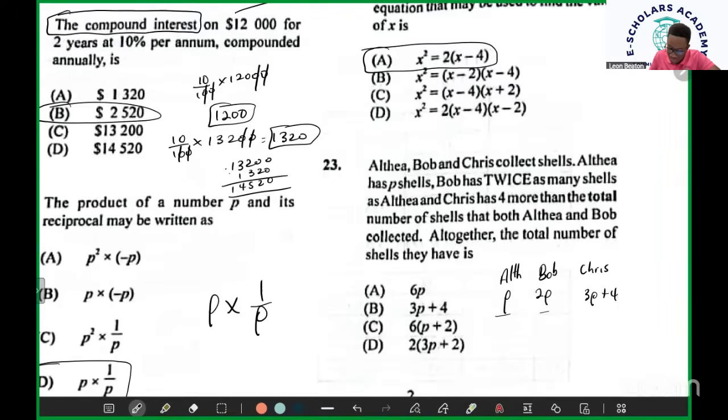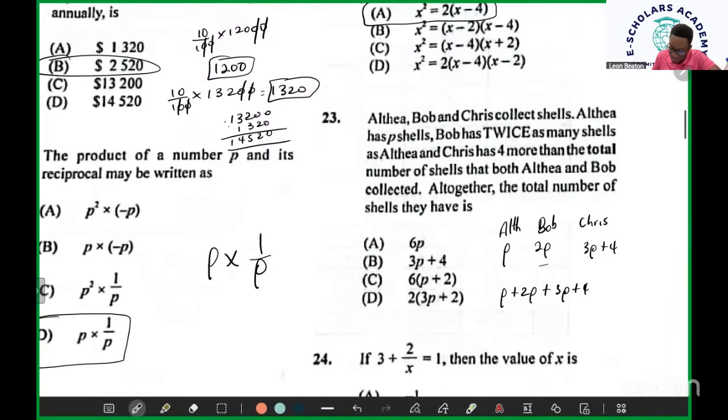What else do they want? Altogether, the total number of shells they have is P plus 2P plus 3P plus 4. P plus 2P is 3P, 3P and 3P is 6P, 6P plus 4. Why can't CXE just give us the normal answer? So they went a little extra. We gotta factorize 6P and 4. We can factor out 2 from both terms. This will be 2 open bracket 3P plus 2, which is D. CXE went a little extra.